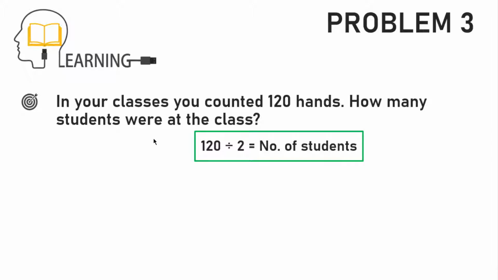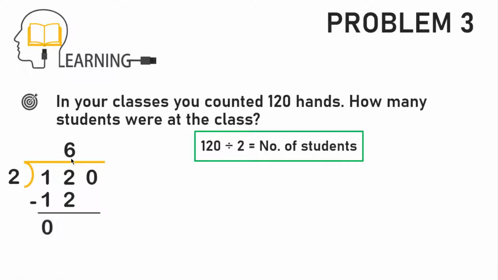Let us quickly solve this question. As you can see, I've written 2 outside and 120 inside. Now again I see that the number 1 is smaller, so I cannot divide it here. So I need to take these 2 numbers. 2 6s are 12, and when I subtract, I write the zeros at the bottom.